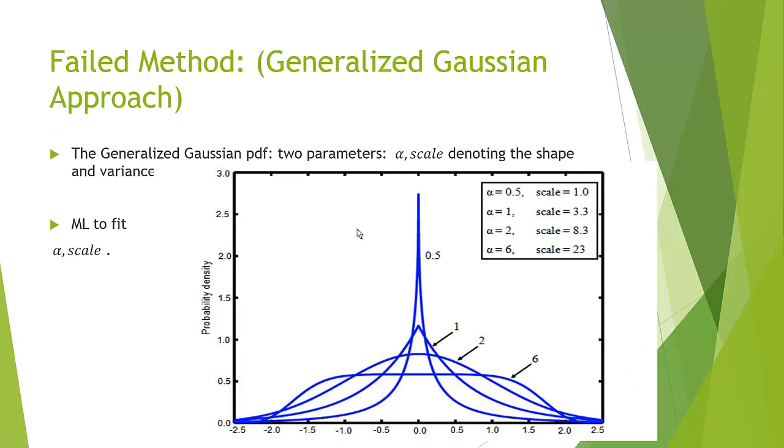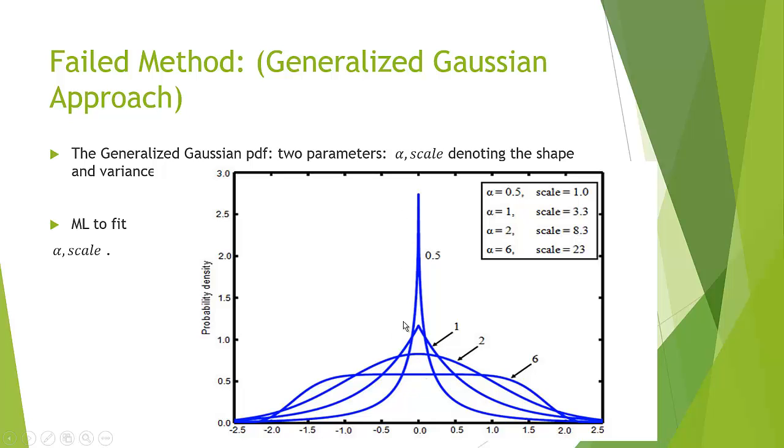Alright, so this is the other method that we tried, which unfortunately failed, but it was good enough to mention. Speech could be taken as a stochastic sequence. Any stochastic sequence can be associated with a PDF. So the PDF we associated with it was a generalized Gaussian PDF. Using a maximum likelihood method, we fitted the shape and the variance.